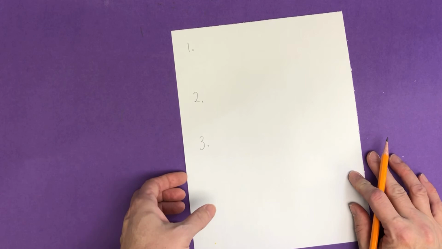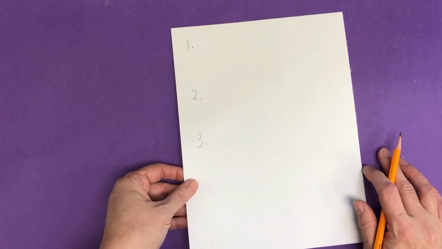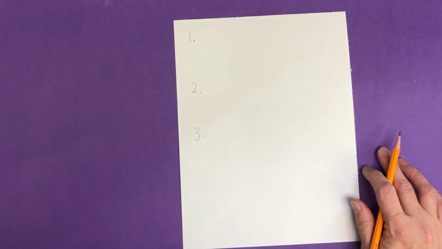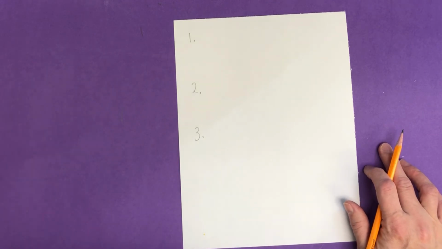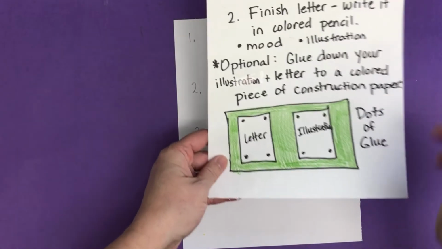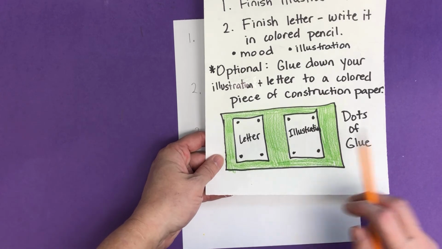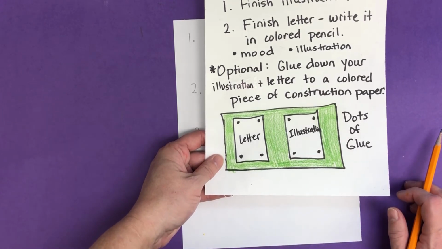I do want to also talk to you that if you're in my classroom, we are going to be mounting these to a piece of construction paper. So what would that look like? That looks something like this here, where we would put the letter and the illustration, just like it is in the book.